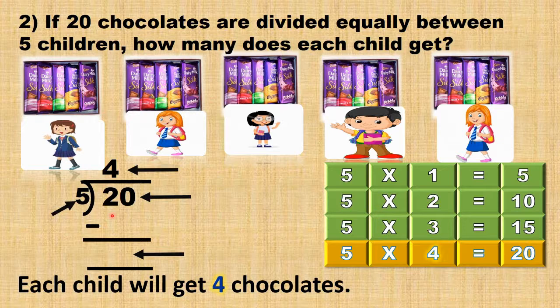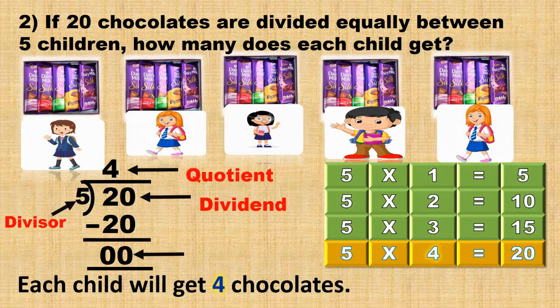Now we have to read the table of 5 up to 4. So 5 fours are 20. So 4 goes on the upper side and 20 below. So we subtract: 20 minus 20 is equal to 0. So students, each child will get 4 chocolates. Now in this sum, 20 is the dividend, 5 is the divisor, 4 is the quotient and 0 is the remainder.